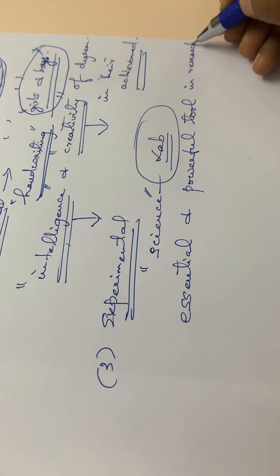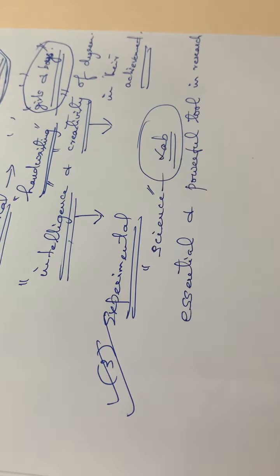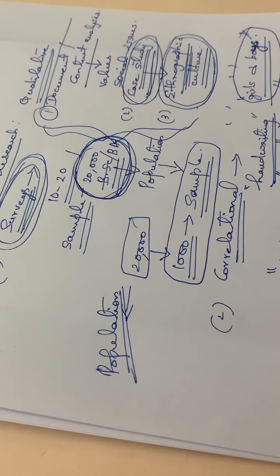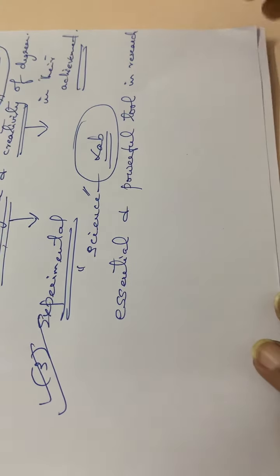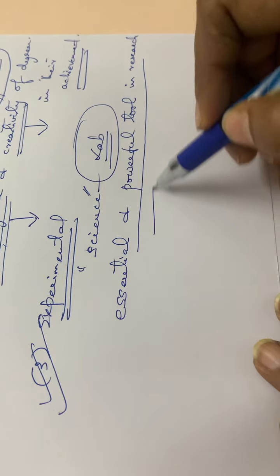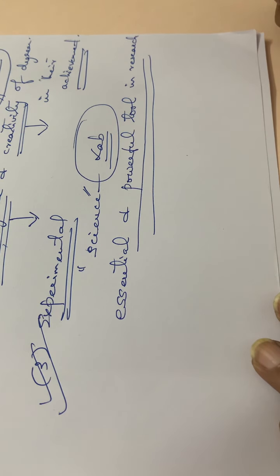Okay, so this is the first point. Today we are going to deal with this experimental research. The other two we can see in our next sessions, that is surveys and also correlational research. Okay, let us move on through this experimental research. It is an essential and a powerful tool in research.